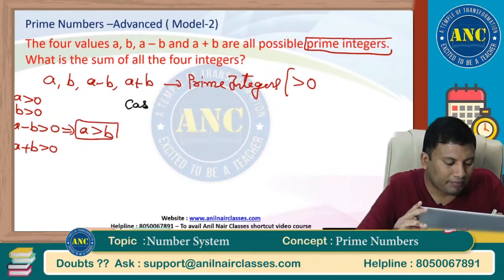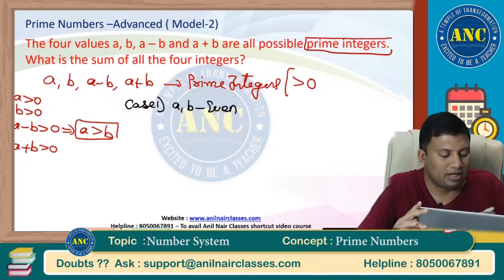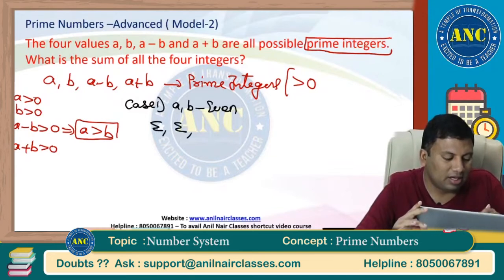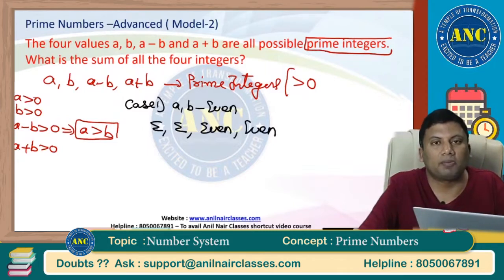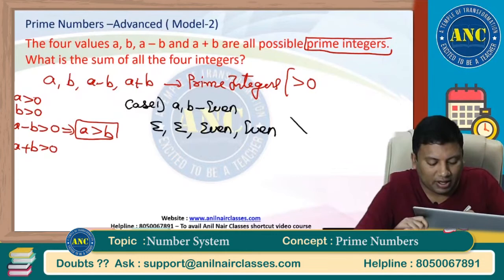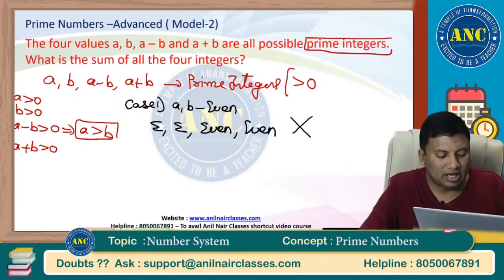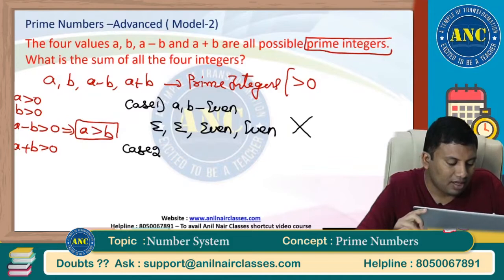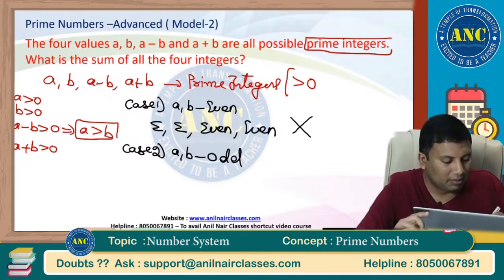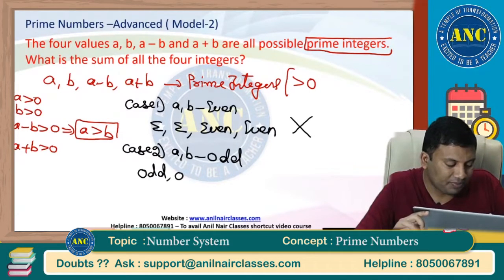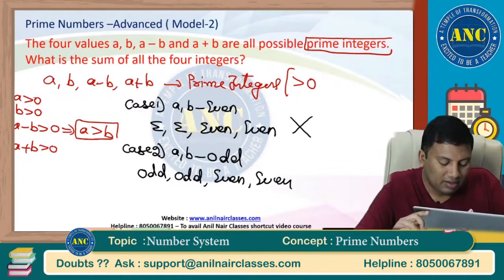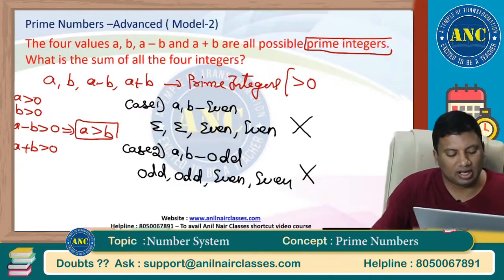Case number 1. Suppose I take A and B as even numbers. Then A minus B is even and A plus B is even: even minus even, even plus even, all even. There cannot be more than one even number in the set of prime integers. This is not possible, so case number 1 is out. Case number 2: A and B both are odd. A is an odd number, B is an odd number, odd minus odd is even, odd plus odd is even. There cannot be 2 even numbers in the set of prime numbers.